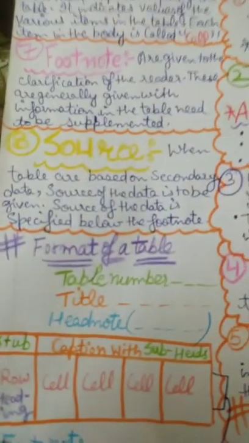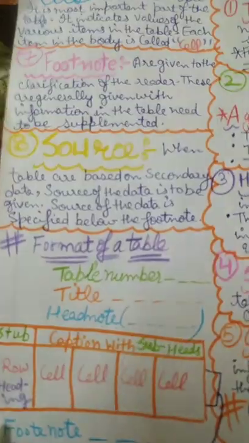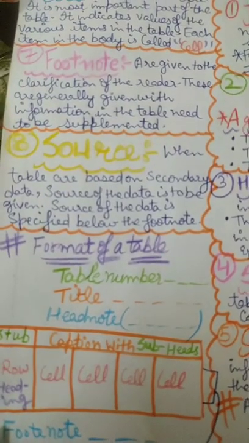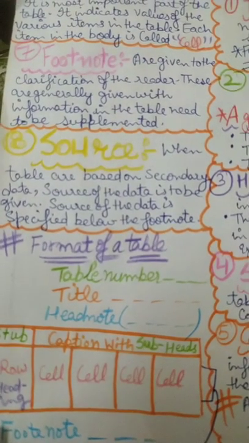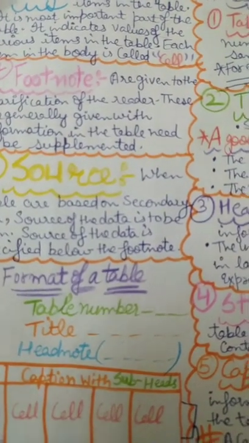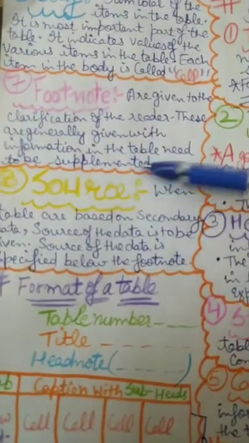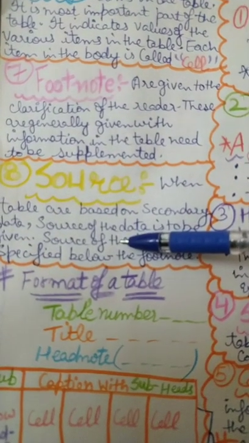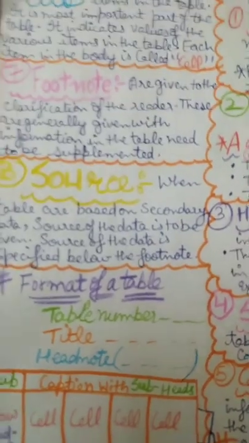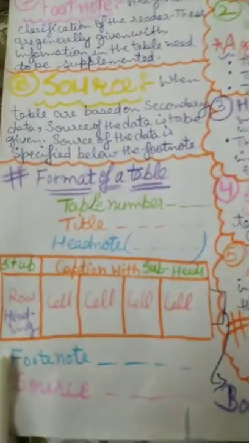Source means from where we collected the data. For example, I want to write a research paper. I have taken some material from the internet or from books, publishers' books, then I have to write the source of that data, from where I took that material: author name, magazine name, newspaper name, that is known as source. At last I am going to show you the format of a table.